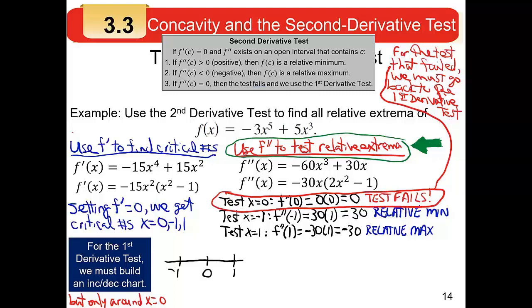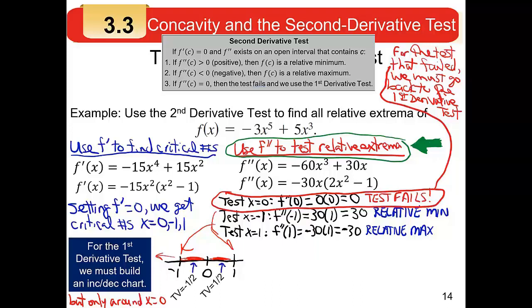But you do need to put the other 2 values on the chart, because when you're using test values, you still want to stay inside these intervals. You don't want to go way out here somewhere. You want to stay inside of here. So your test values still need to be between 0 and minus 1 on the left and 0 and 1 on the right. So you do need to put them all on there, but you don't have to test them all. The only ones you have to test are the ones around 0.